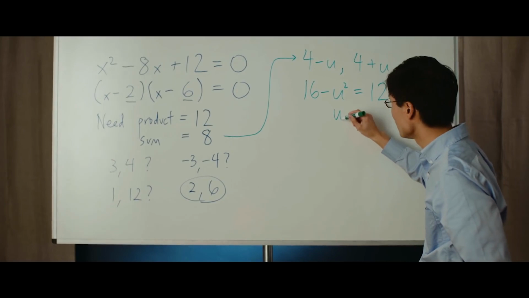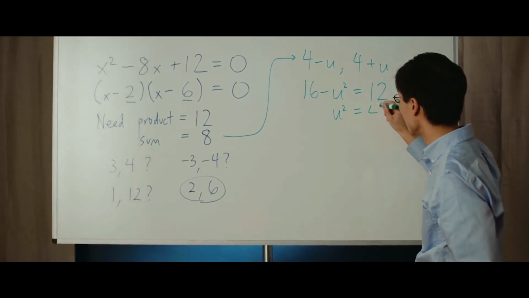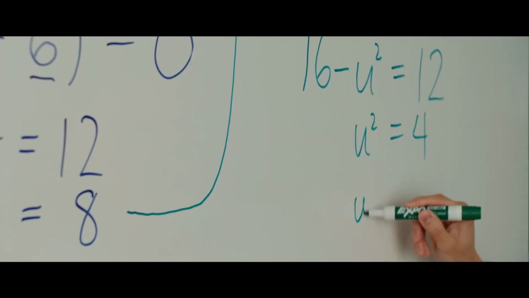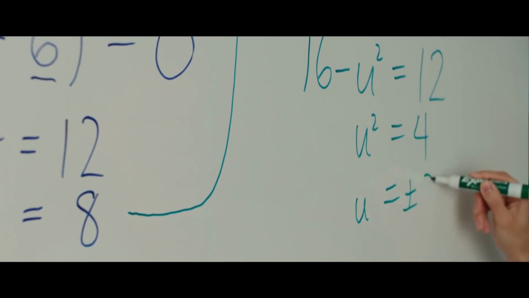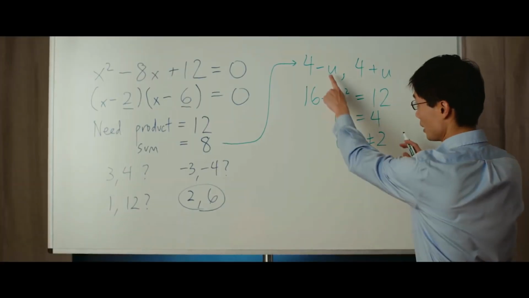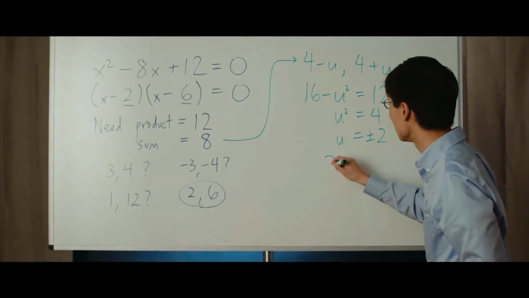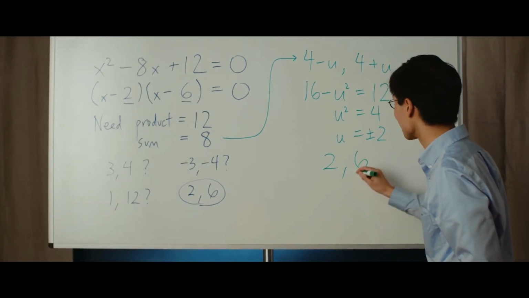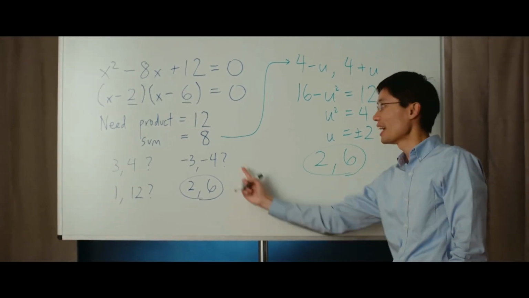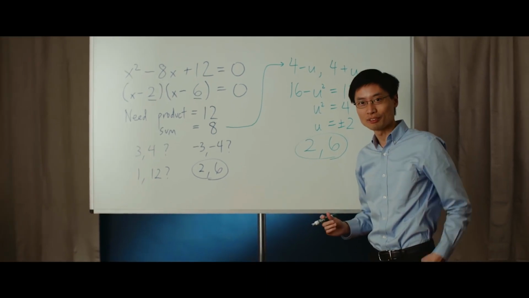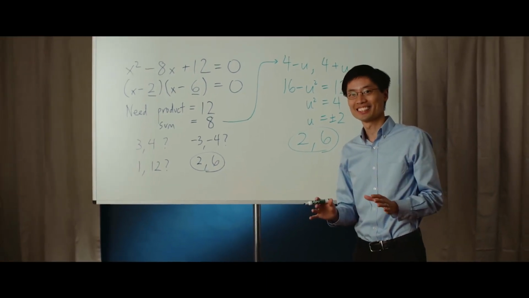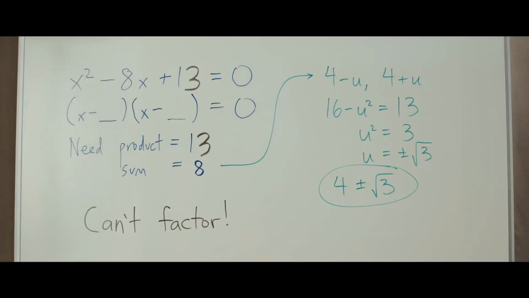That comes when I find a u squared to be 4. And that comes when I have a u which is either plus or minus 2. Whichever one of those you take up there, you will get that the two numbers are 2 and 6. And those are the two numbers that add to 8 and multiply to 12, with no guessing. Because this method solves the problem by starting from the sum, it can be used to solve any quadratic equation.